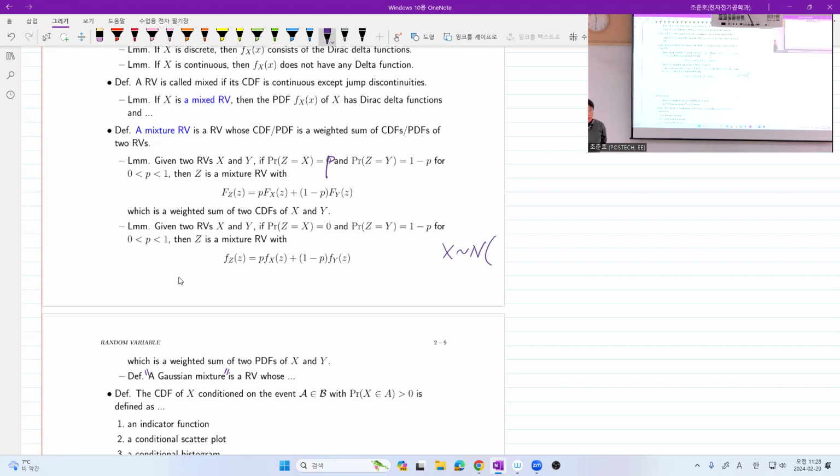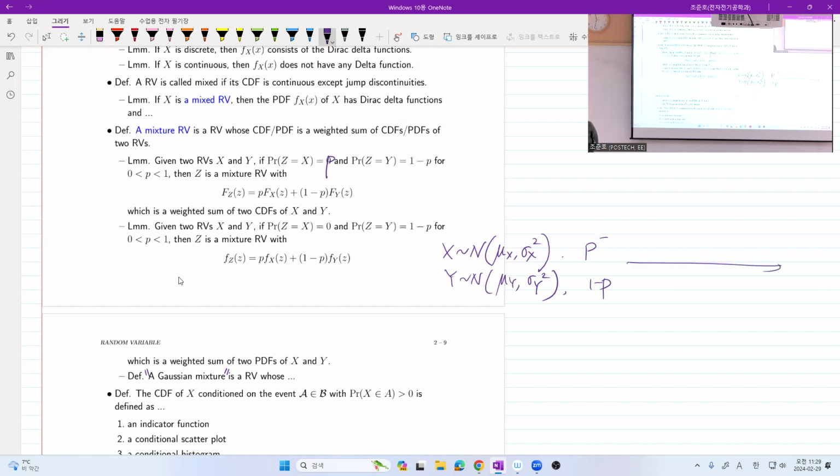Unfortunately, we use n because Gaussian is sometimes referred to as normal, n, mu x, sigma x squared. Of course, some people love to use standard deviation instead of variance, but more people use the variance instead of standard deviation as a parameter. Suppose y is also Gaussian with mean mu y and sigma y squared, and x is chosen with probability p, y is chosen with probability 1 minus p.